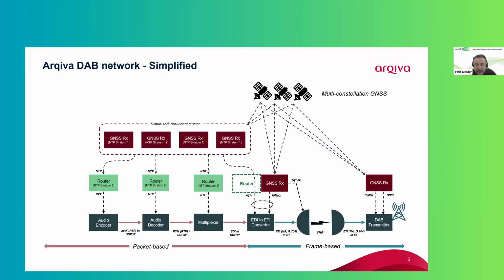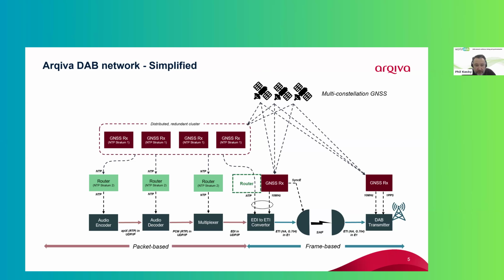But to ensure that we don't compromise that maximum rate of change of frame phase for the ETI frames, we actually use SyncE to ensure that we successfully deliver those ETI frames across this wide area network. And of course, at the DAB transmitter, we use 10 megahertz to maintain the frequency of the transmitter, and we use 1 pulse per second to make sure that we're processing those baseband ETI frames into the transmitter channel coder at the right point with respect to 1 pulse per second.